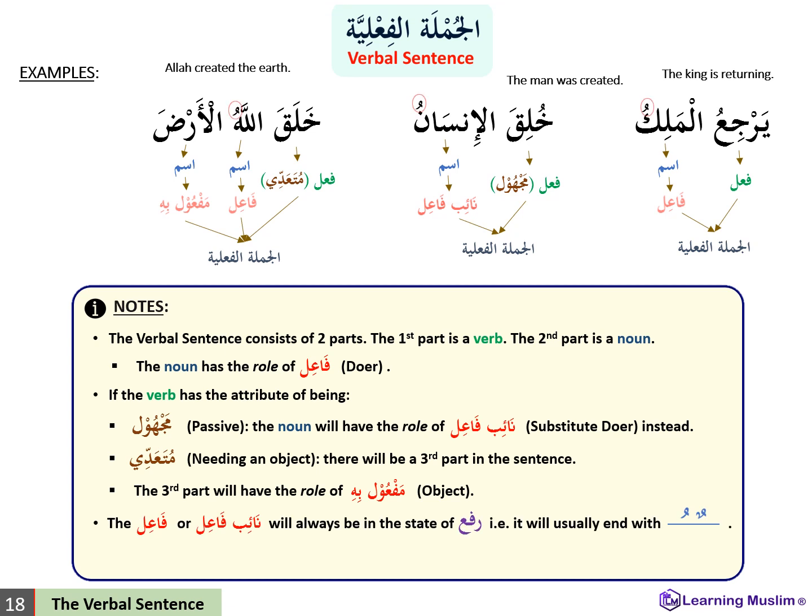Just the final 2 points: the fa'il or naib fa'il will always be in the state of raf. And the last point is that the maf'ul bihi, the direct object, will always be in the state of nasb, and what that means is that it will usually end with a fatha or 2 fathas if it's indefinite.